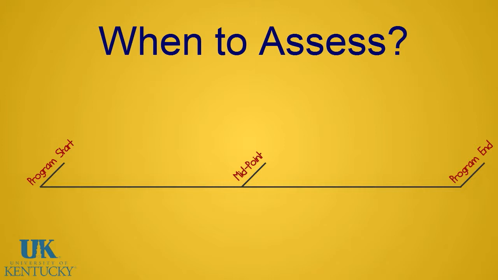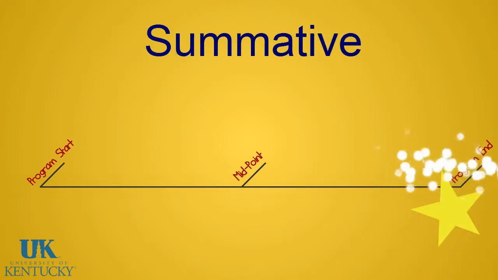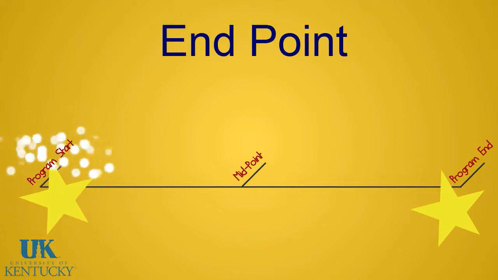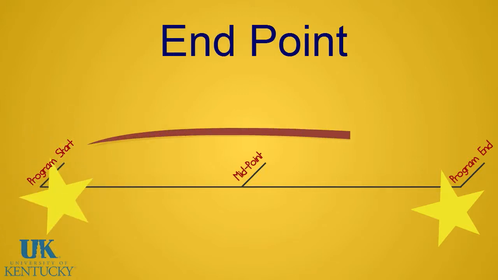When is the best time to assess a particular outcome? There are three common templates for assessment. Programs may choose to do summative assessment only, assessing their students' achievement of the learning outcome at the end or near the end of the program. Other programs may seek to determine the amount of growth over time in the achievement of the learning outcome. These programs complete both formative and summative assessments.